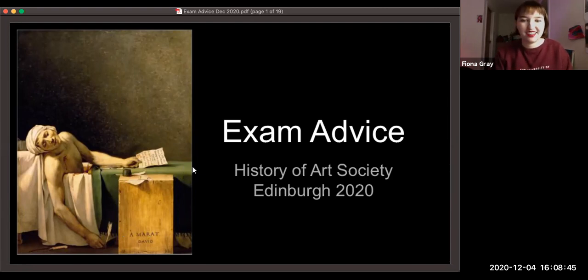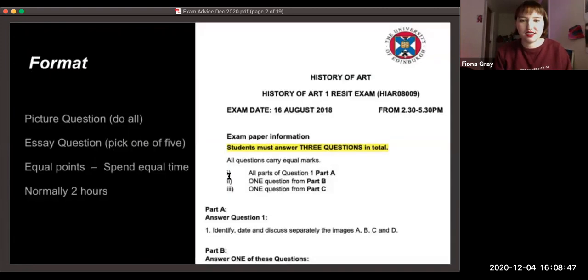So this is what a previous exam looked like. They all start with a picture question where there'll be an image of an artwork that has been on the course and you analyze it, and then there's an essay question that you answer, basically a short essay but similar to the essays you've submitted already. These two parts, the images and the essay, are equal points, so you should spend equal time on them.